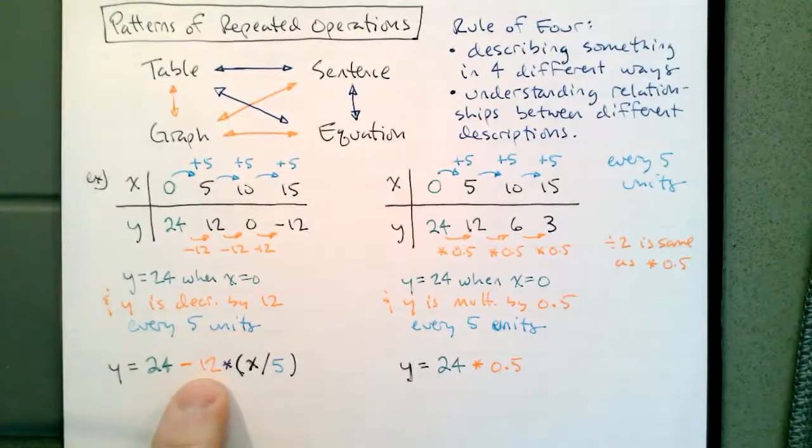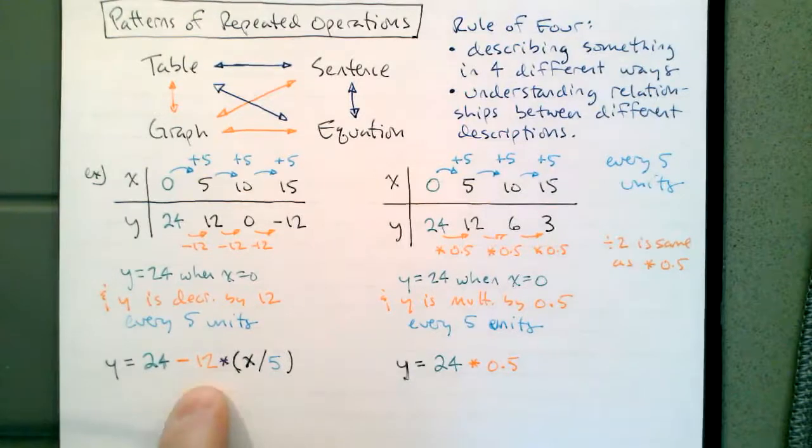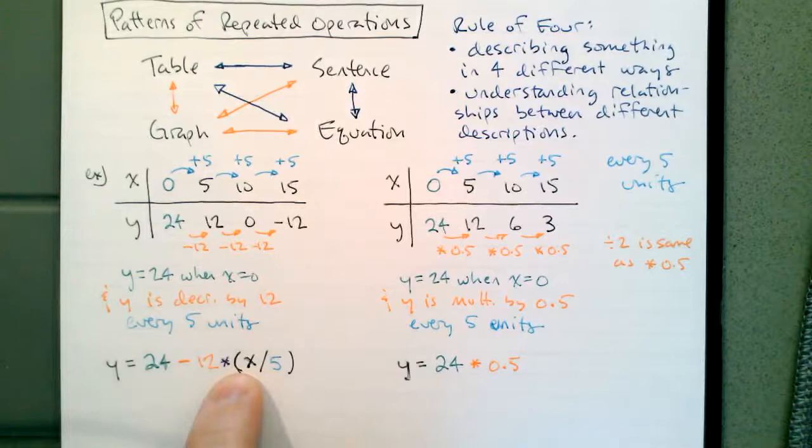To say every 5 units, we take x divided by 5. That makes the step size 5 units. And so in the parentheses is how many times we're subtracting 12. And in the in-between stuff, that would be some fractional number. So x over 5 is the number of times we subtract 12. And it's multiplication by the negative 12 because repeated addition is multiplication.